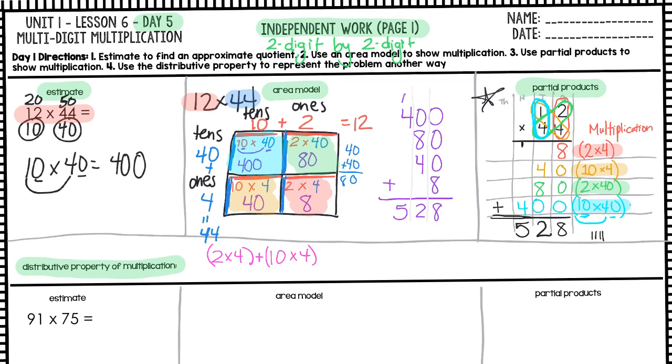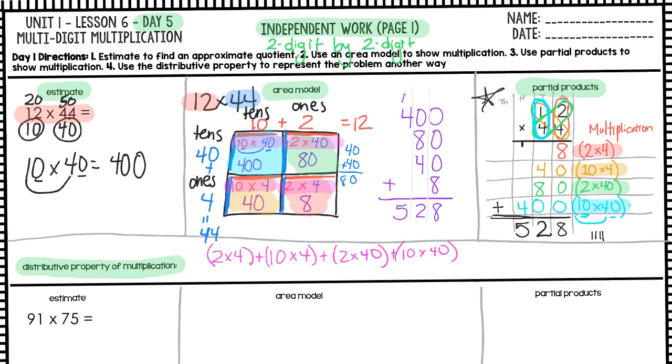together. So you'll notice, yep, we already did 2 times 4. We already did 10 times 4. So next will be 2 times 40. And then last, we're going to do 10 times 40. And I need to add them together.